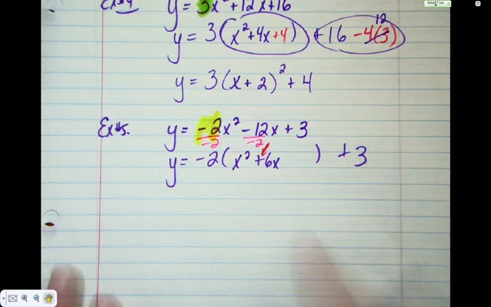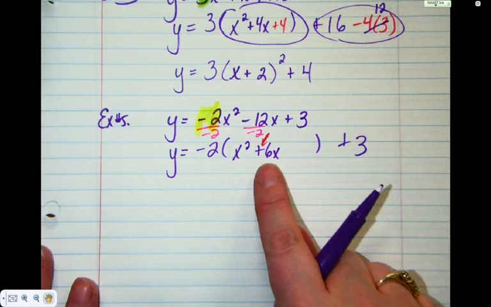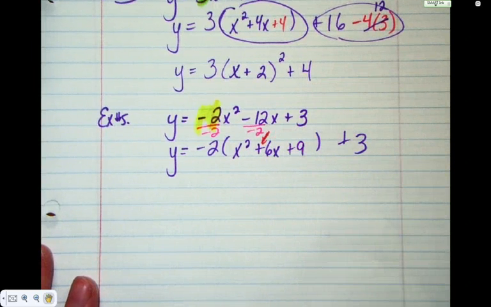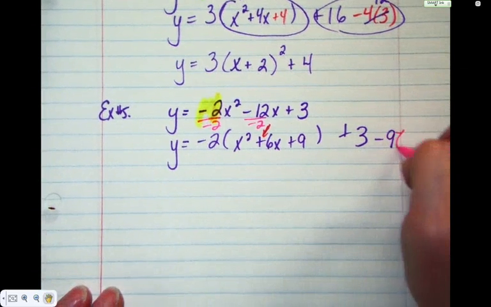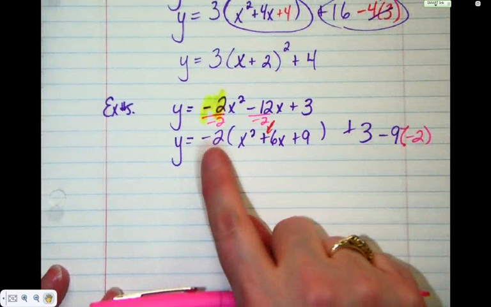Okay, complete the square as normal. So middle divide by 2 squared, 6 divided by 2, 3 squared. Then to balance it off, I have to subtract 9, except I have to multiply by negative 2. And again, that's just to balance off the negative 2 that's in front here.